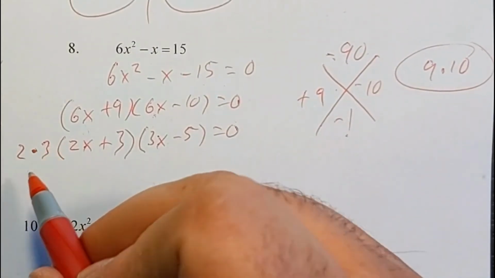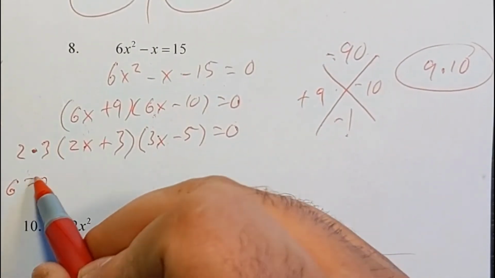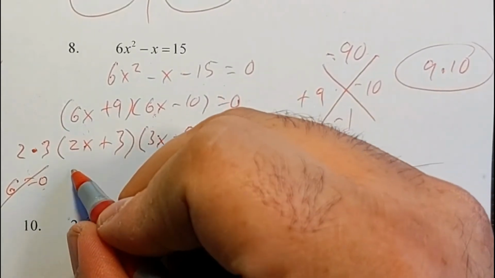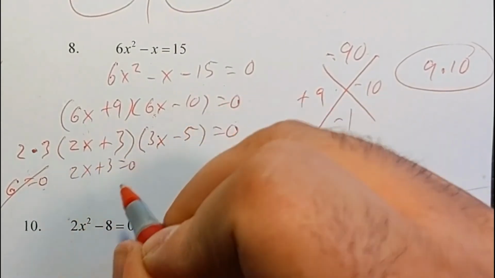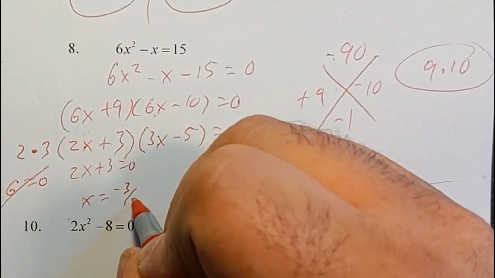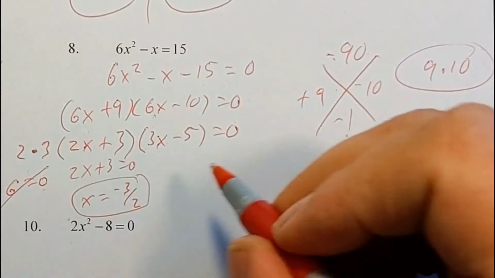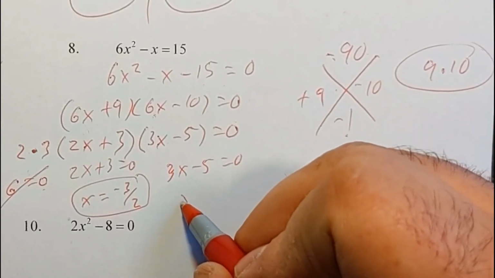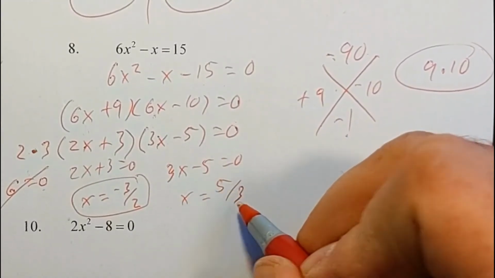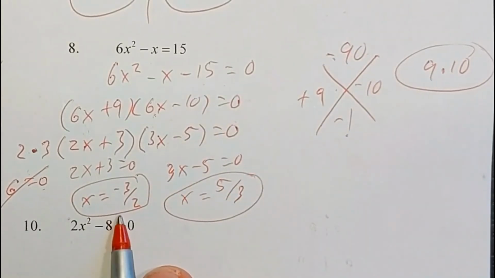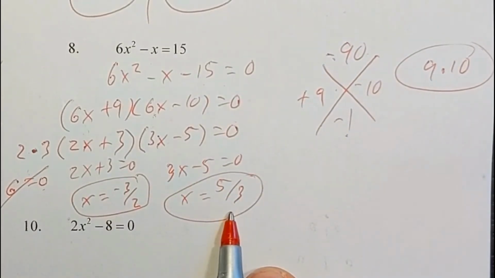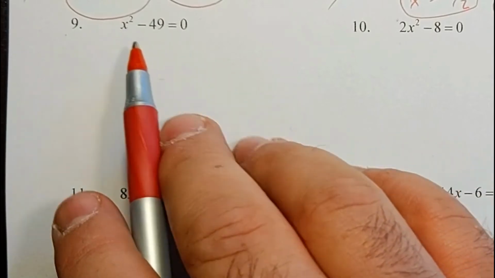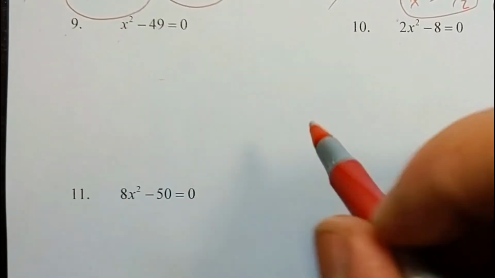And then 2 times 3 is 6. But when I make that equal to 0, that doesn't work. 2x plus 3 equal to 0 gives me negative 3 halves. And then 3x minus 5 equal to 0 gives me positive 5 thirds. So my two answers would be negative 3 halves and positive 5 thirds. Next problem, this is the difference of two perfect squares.